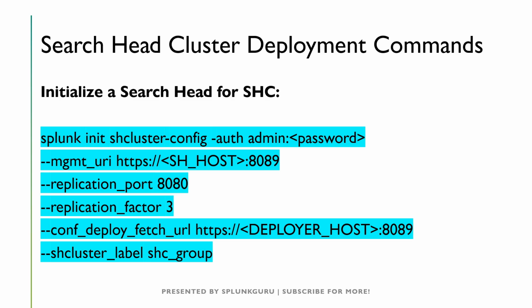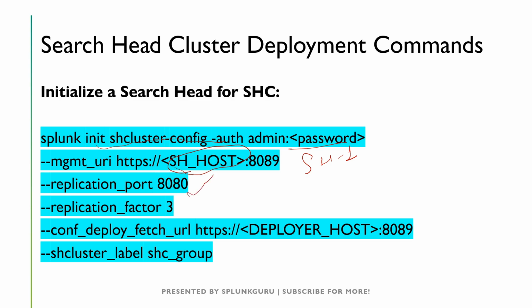This is the command you need to execute on all your search head cluster members, basically the individual Splunk search heads which you are going to make part of the search head clustering. You need to initiate the sh clustering config, provide username and password, and then the sh host. This is nothing but the same instance host name or IP on which you are executing this command. You don't need to provide any other instance's IP or host name here. For example, if you are executing it on SH1, you need to provide the SH1 IP here.